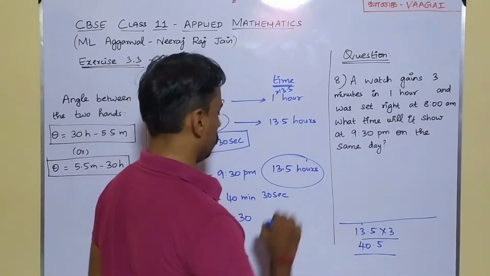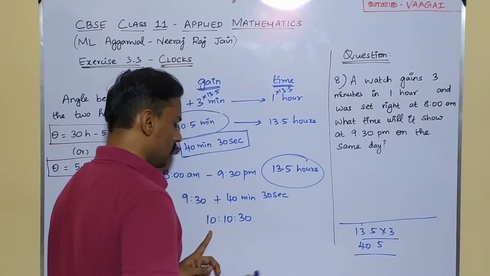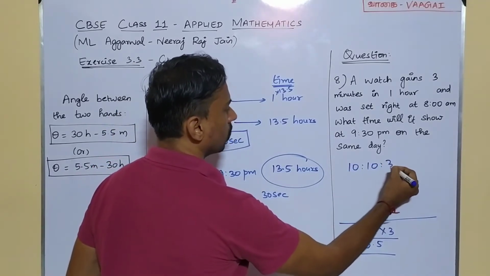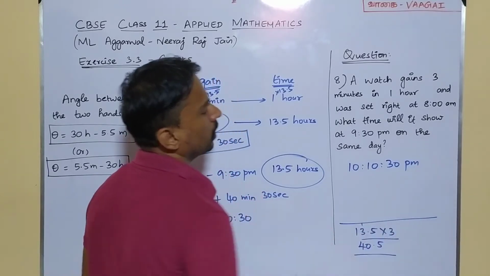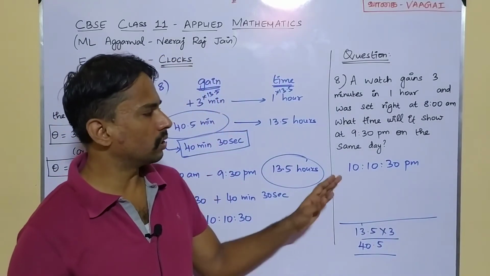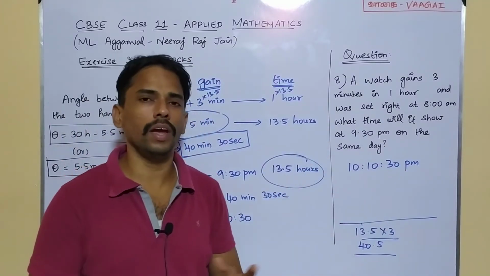So that means the same day, the time the clock shows will be 10 o'clock, 10 minutes and 30 seconds, and it will be the same PM, right? Because it is night time, so we'll still have the PM only. So 10:10:30 PM is going to be the answer for our question number 8.